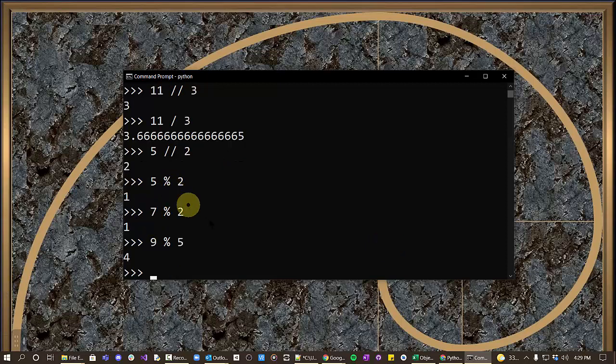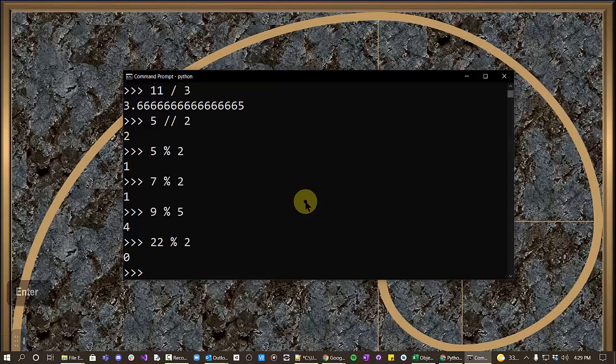And this operation is often useful if we want to see if something's evenly divisible. So if we want to see if 22 is evenly divisible by 2, if it is, it'll return a remainder of 0. If we have 88 modulus 4, does 4 go into 88 evenly? It does. So a lot of times we'll use this to see if a number is evenly divisible by another, and we'll just test to see if it returns a 0.